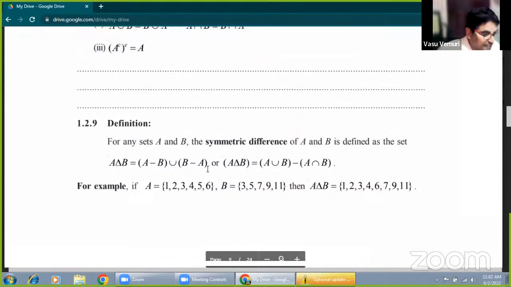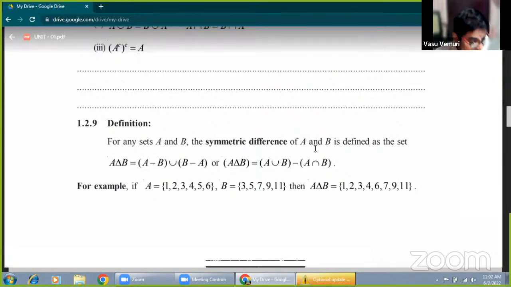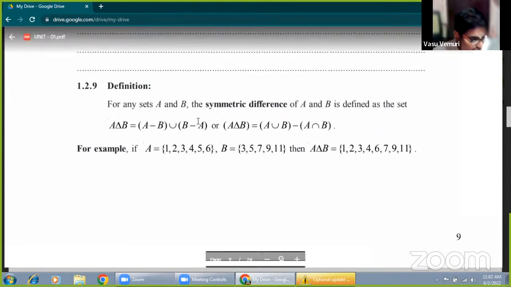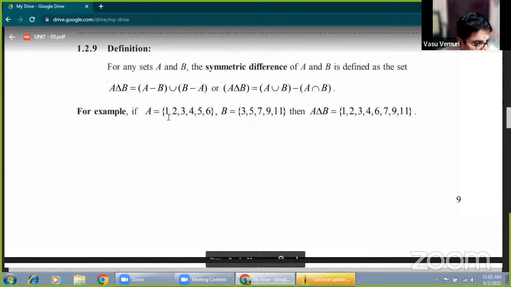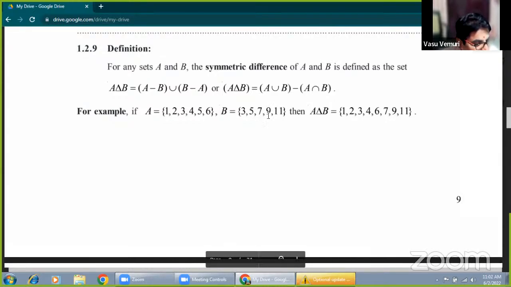A delta B means the symmetric difference between A and B, of the sets (A minus B) union (B minus A), or A delta B is also another formula: (A union B) minus (A intersection B). Suppose you have to see this problem. A and B are any two sets. The A set is 1, 2, 3, 4, 5, 6. B set is 3, 5, 7, 9, 11. This is the A delta B. How do we write it? First of all, we have to find the A minus B. What is the A minus B?